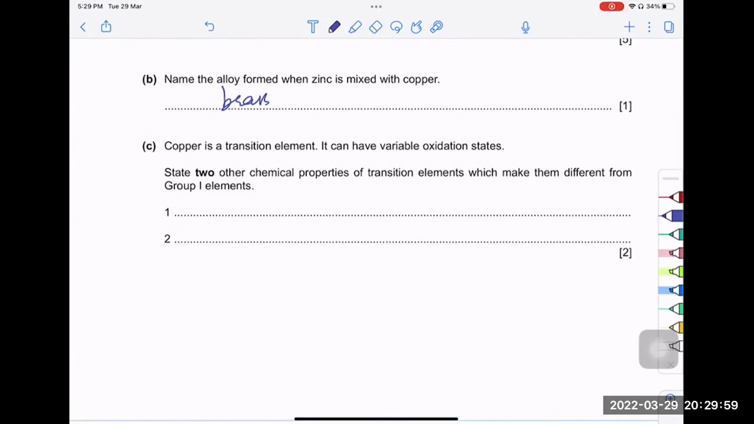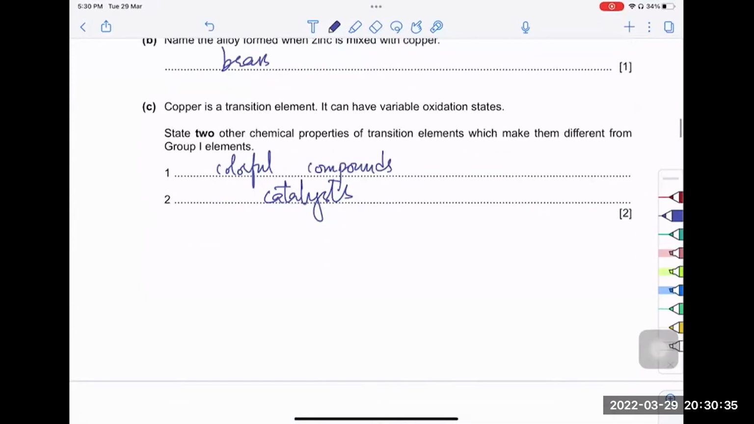They are colored substances. Very good. So colorful compounds or colored compounds. And one more. High melting point, high density, better conductivity, they're all physical properties. None of them is chemical. The examiner is asking for a chemical property. So the chemical property of these things is that they can be used as catalysts. Again, because they have variable oxidation states. So they're colored because of variable oxidation states, and they act as catalysts because of variable oxidation states.